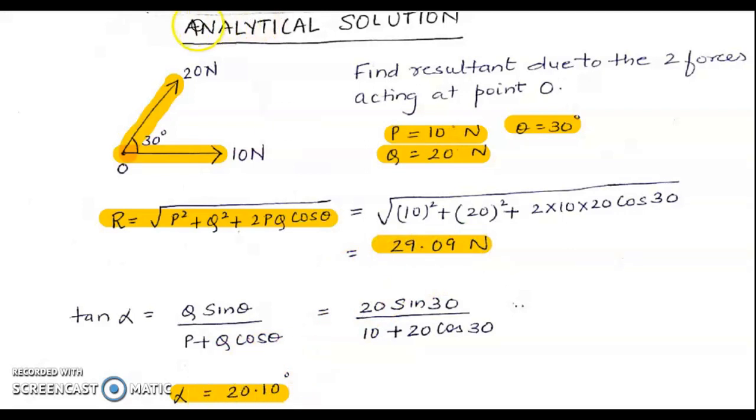So this particular type of solution is called an analytical solution. What do we mean by analytical solution? We have formulas with us, and we are just substituting the given values into the formulas to find the unknowns.